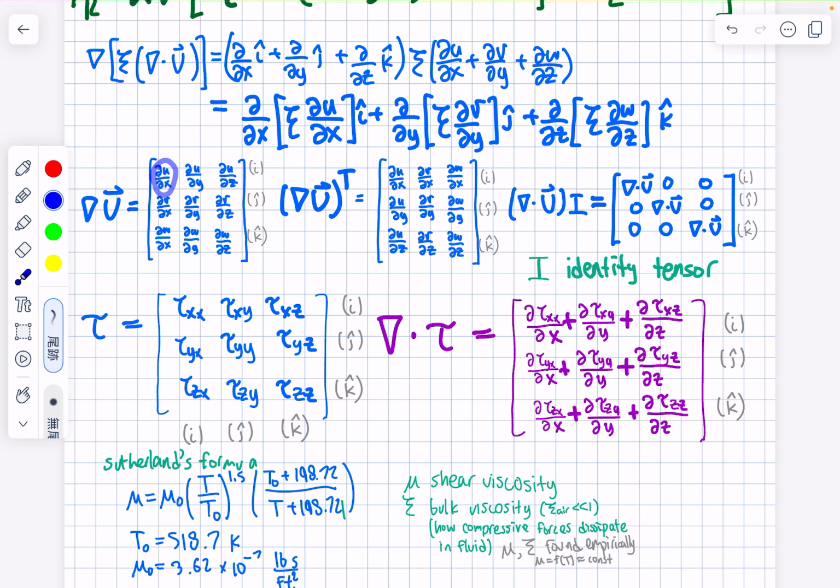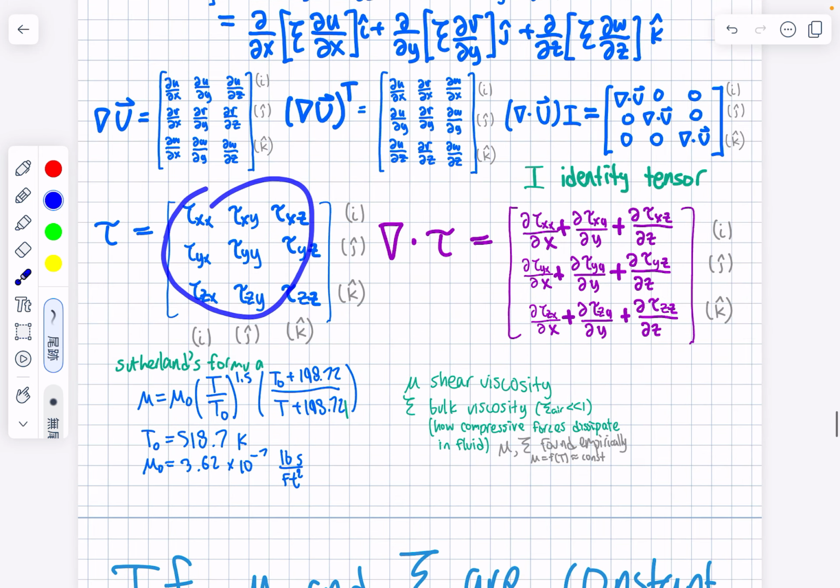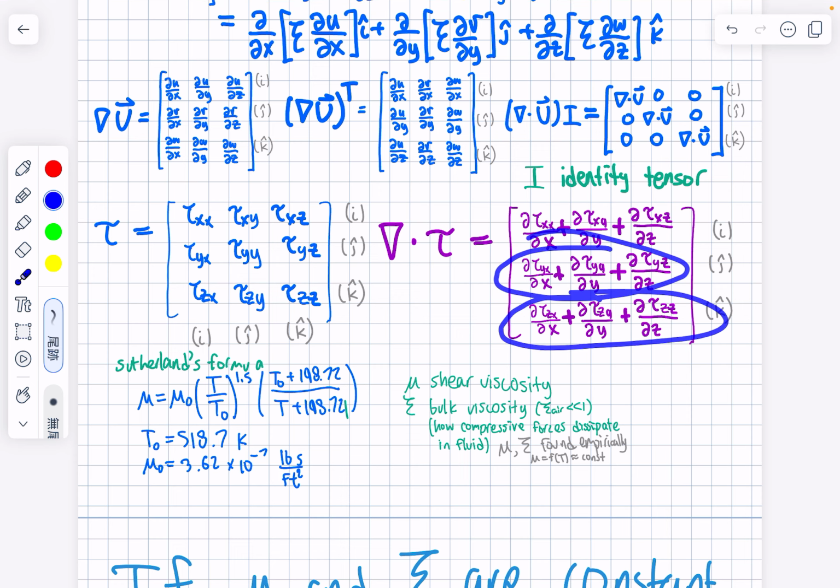So this one, for example, would be the element associated to XX. If we call this one A, then this one here would be AXX. So basically it was XXX, YYY, ZZZ, and then here it goes XXX, YYY, ZZZ. And then because we took the divergence of the stress tensor, this becomes a form where it's actually now a vector. This is the x direction, this is the y direction, this is the z direction.